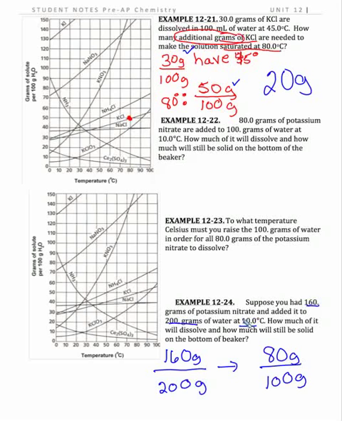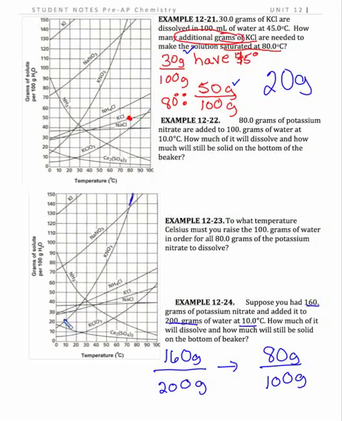So let's take a look at 10 degrees Celsius. We want to see how much will go on the bottom. Now trace over, I've got 80 grams here. So if I follow 80 grams up to my potassium nitrate, way, way up here, okay, and I'm off the scale here, no, that's sodium. I'm off the scale for potassium nitrate at 80 grams.